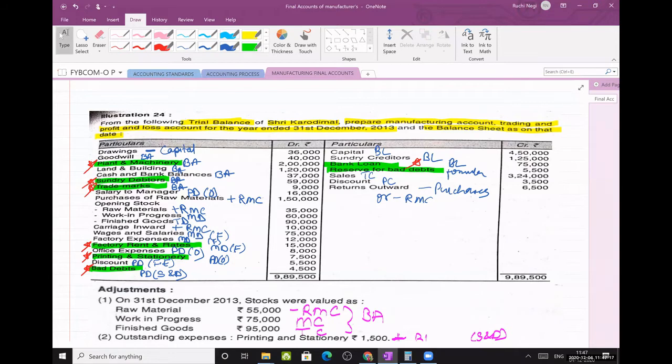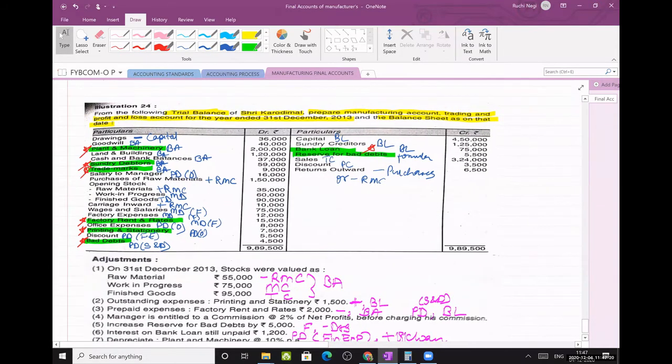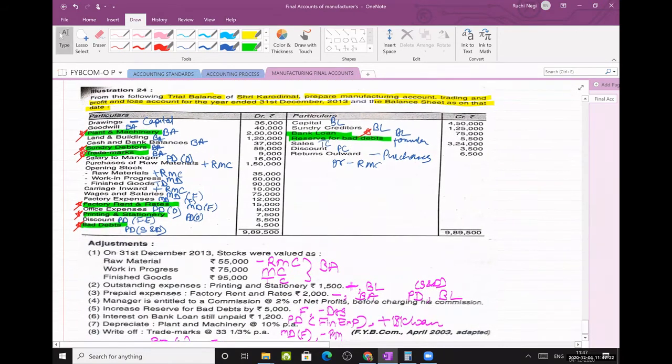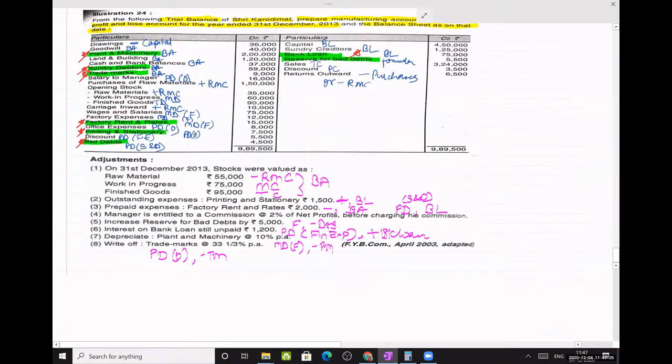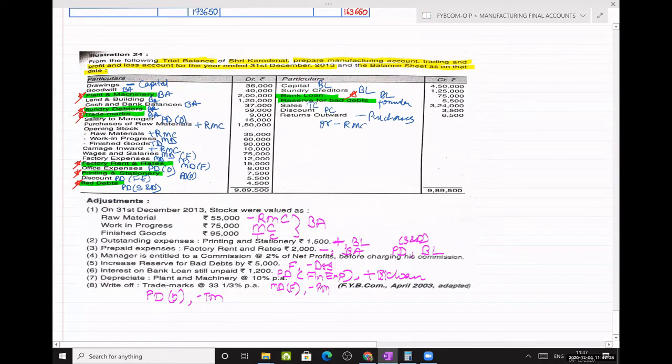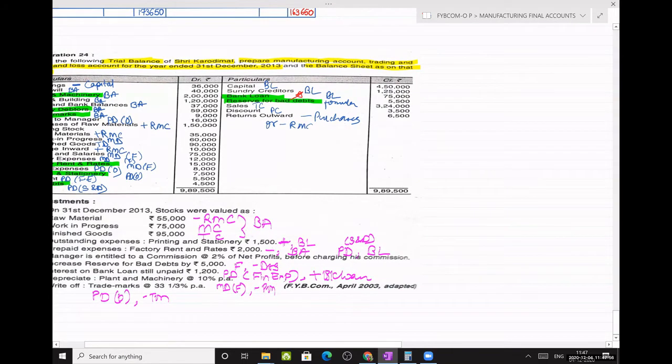Okay, is this clear to everyone? From this year onwards, you have to be very specific about which expenses are going under which head. The head of expense is extremely important. Okay? Bifurcation, everything extremely important.